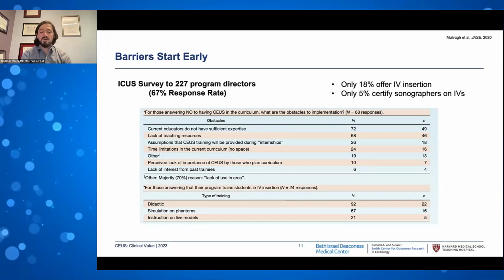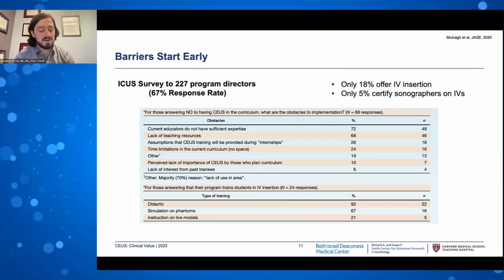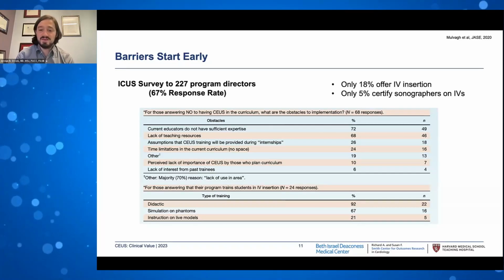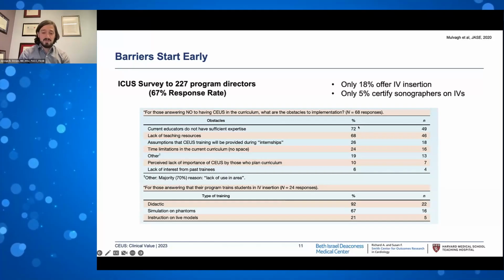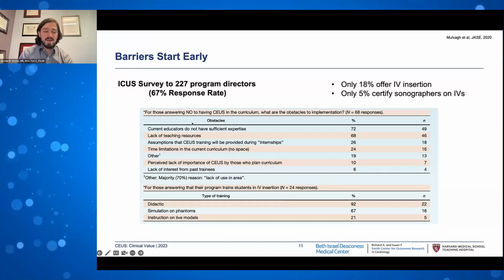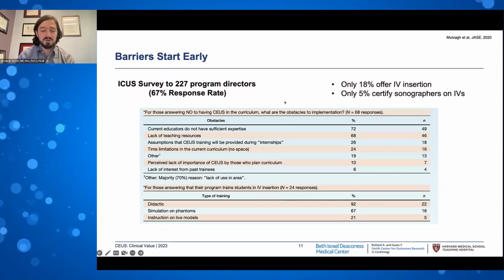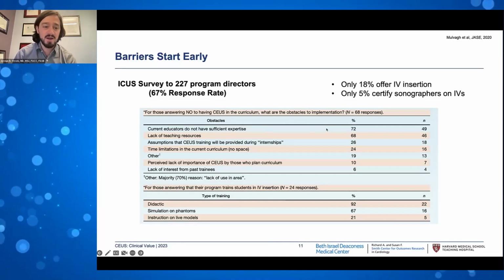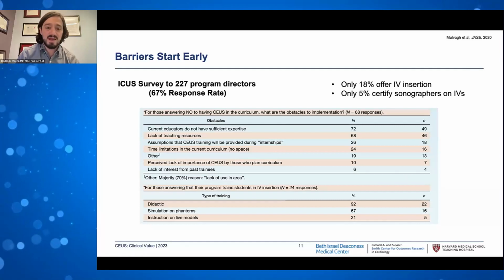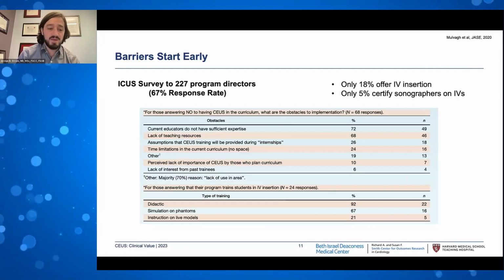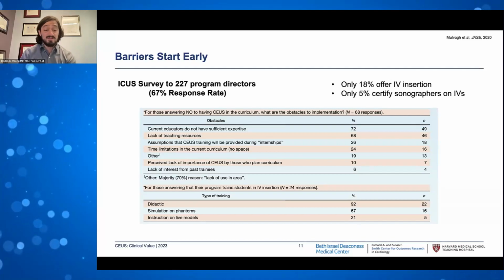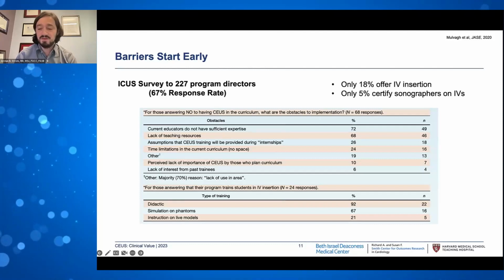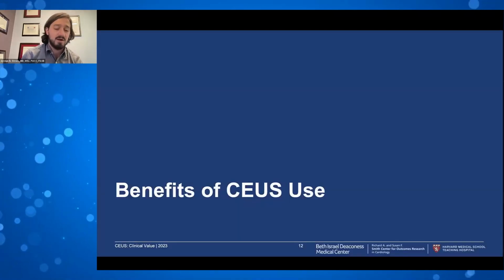There's also more than just the IV itself. There's not a lot of discussion and training in many areas on contrast-enhanced ultrasound itself. They asked those answering no to having contrast-enhanced ultrasound in the curriculum what the obstacles to implementation were, and the top answer was that current educators don't have sufficient expertise. That's where ICUS and other ultrasound societies can have a significant role in expanding that training expertise and allowing you to use this at the point of care.